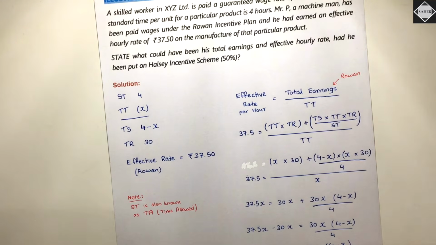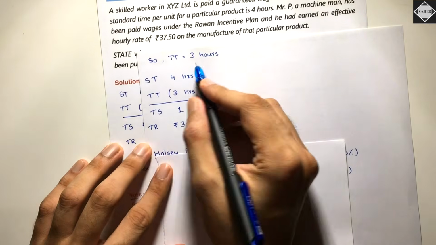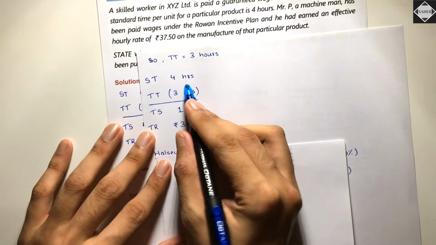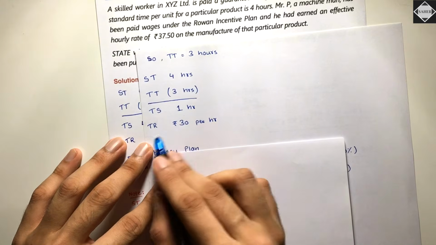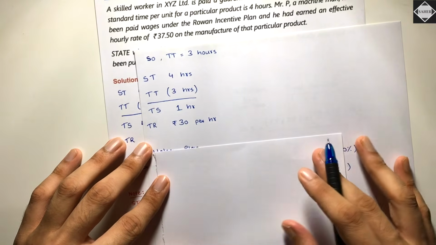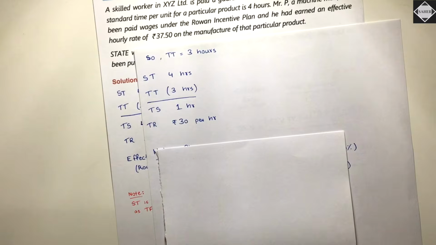So let's see here. Time taken is equal to 3 hours. Standard time 4 hours minus time taken 3 hours is equal to time saved, 1 hour. Time rate we already know, 30 per hour. So now we can easily calculate under the Halsey plan. What's the Halsey formula?